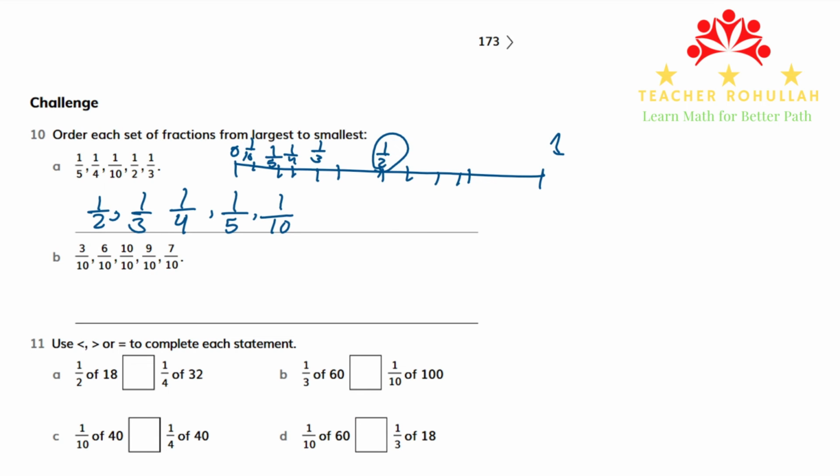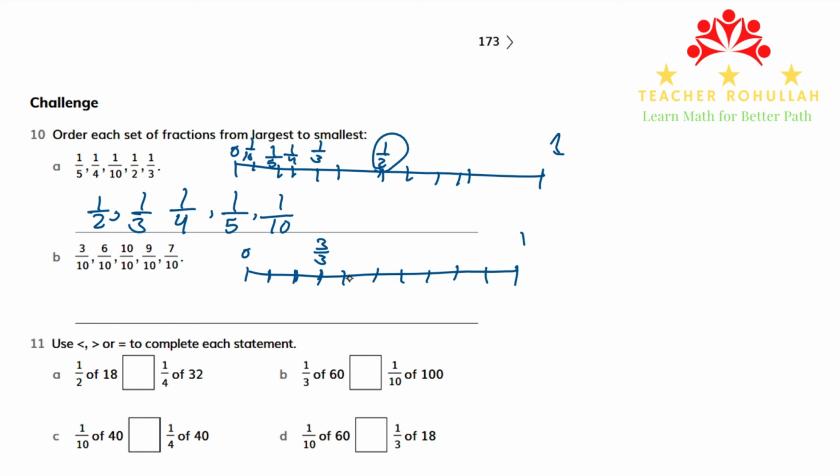So if we cut something here into 10 equal parts, we have a number line over here, 0 and 1. This is half. Let me cut it into 10 equal parts. Now we have 10 equal parts. This is 1/10, 2/10, 3/10. 3/10 is here. I will mark all the given fractions over here.